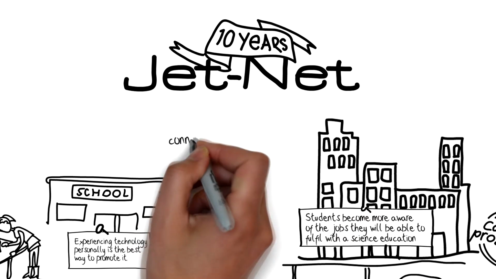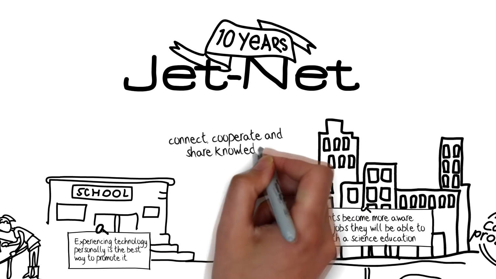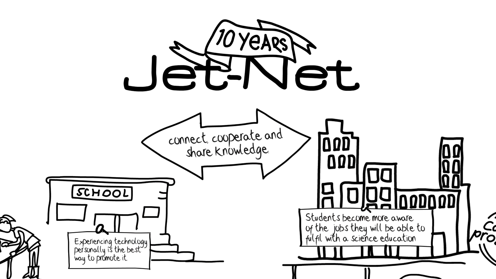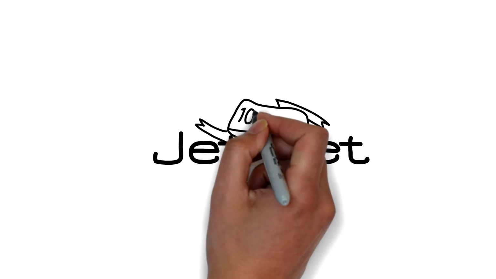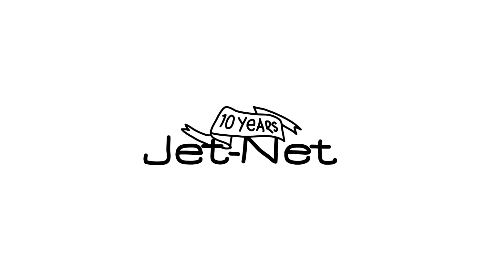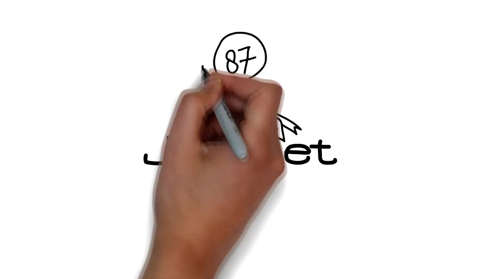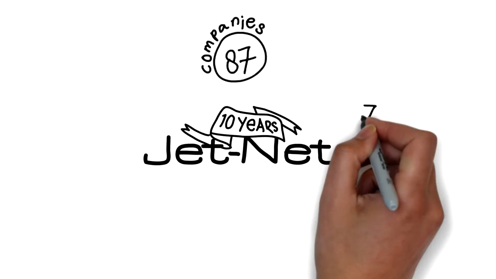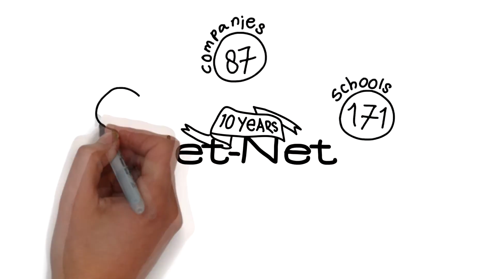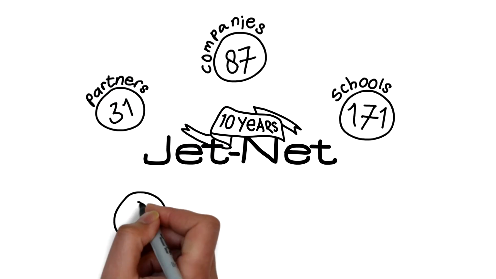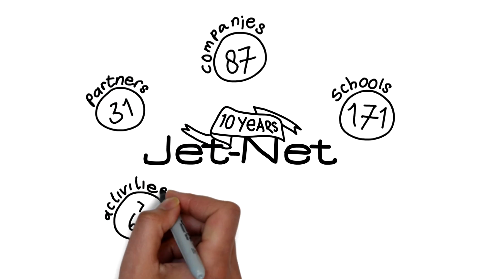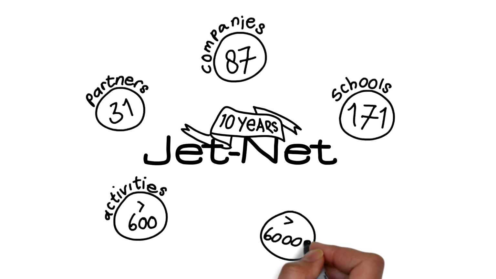Companies and schools connect, cooperate and share knowledge on a one-on-one basis. That's the reason for JetNet's success. How successful? Here's a short list. JetNet has 87 connected companies, 171 active JetNet schools, 31 partners, over 600 activities, a reach of over 60,000 students a year.